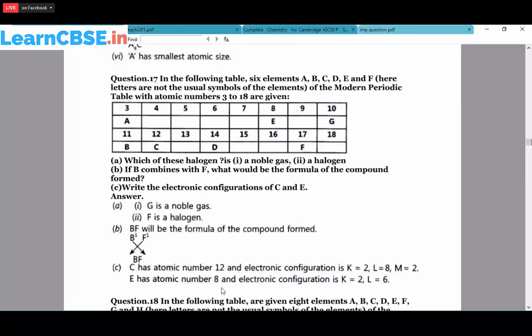Then E has the atomic number 8 and the electronic configuration is 2, 6. The first shell is K, which will occupy 2 electrons. The second shell is L, which will occupy 6 electrons.